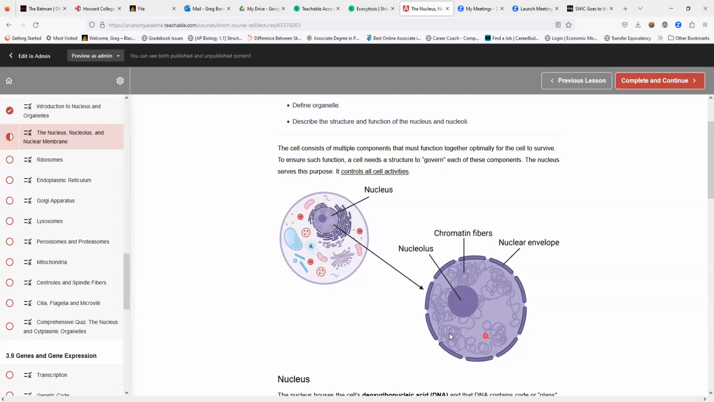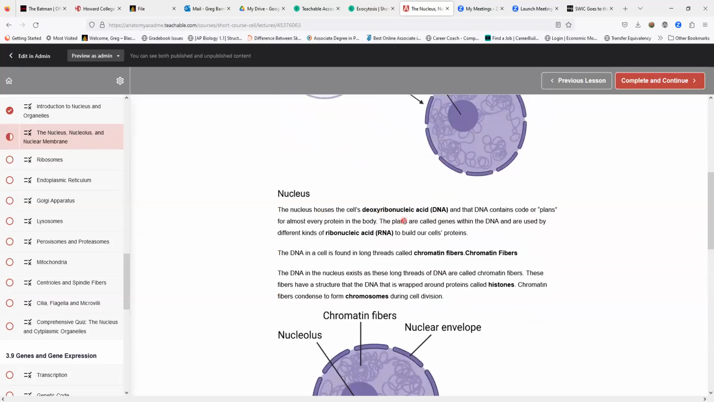Now, these represent what are called chromatin fibers. They're little thin fibers of DNA and something called a histone, which is the protein they're wrapped around. DNA carries all the instructions for how the cell conducts its organelles and functions. But the nucleus controls all cell activities.